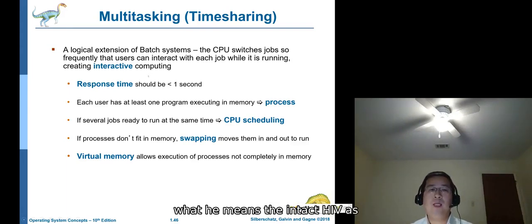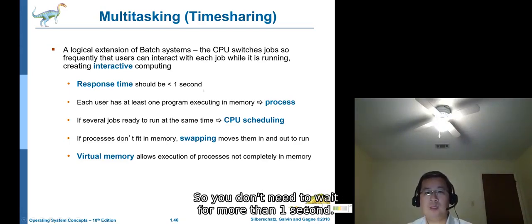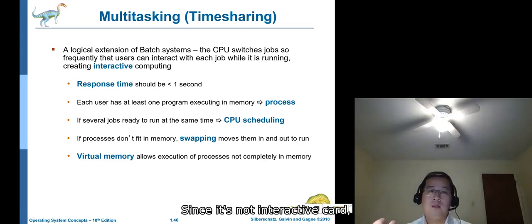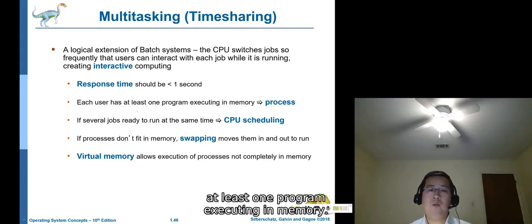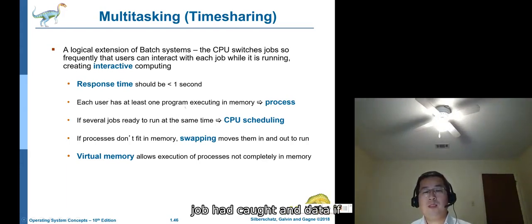What interactive means is that as long as the response time is less than 1 second, you don't need to wait. Okay? If it's more than 1 second, you think it's not interactive, okay? Not real time. Each user has at least one program executing in memory. So one program means a job has code and data.